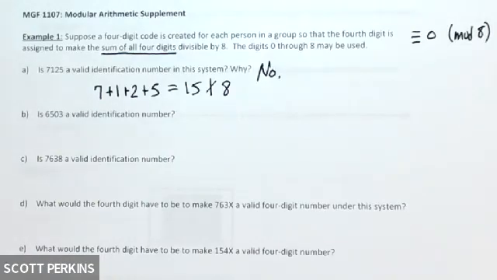Appreciate it. All right, well, if you've got one, great. Ask it. If not, B part. Is 6,503 a valid code here, a valid ID number?